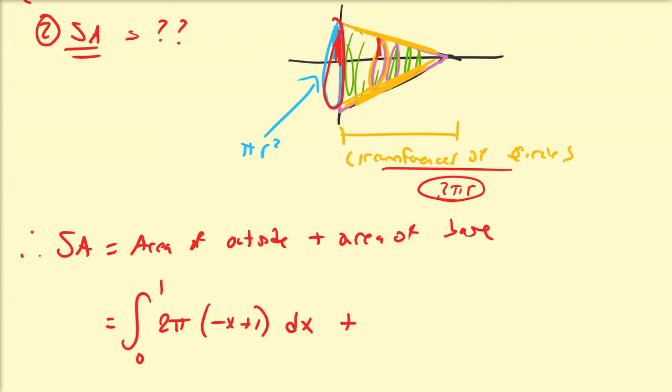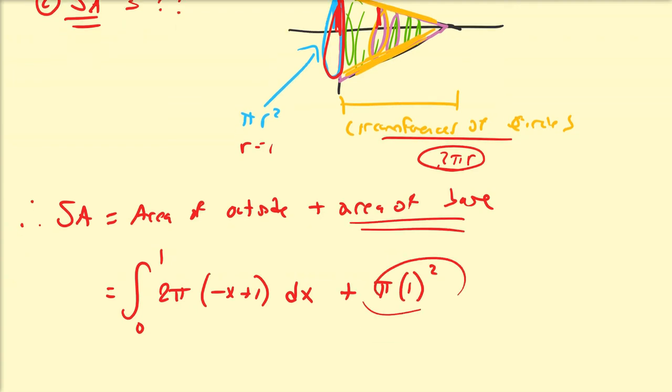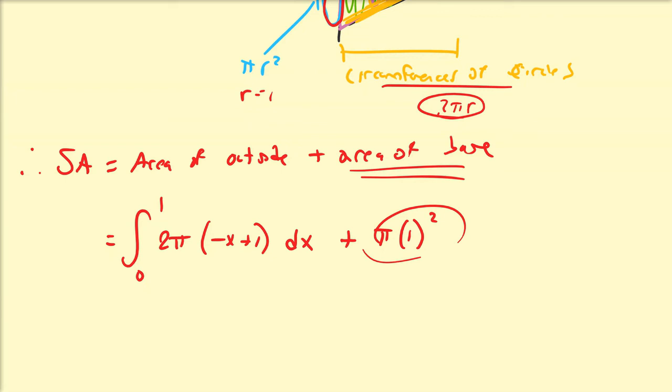So that's a fixed circle, so no integrals are needed there. So the radius of that circle is going to be 1. So that means the area of that circle is going to be pi times 1, the quantity squared. So this is the base area. A lot of people forget that part. So that means the surface area of the solid is going to be equal to 2 pi times the integral from 0 to 1 of negative x plus 1 dx plus pi.